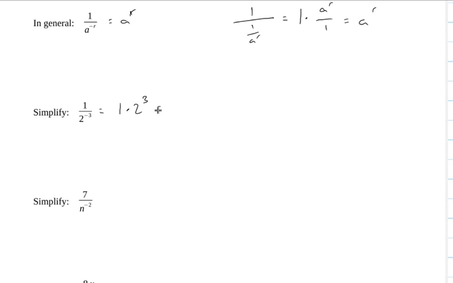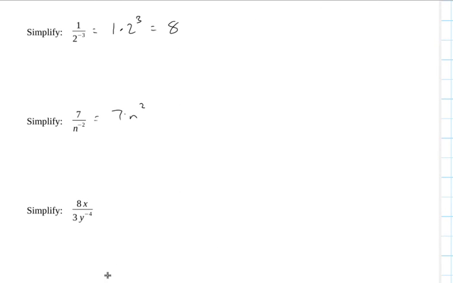Of course, multiplying by 1 doesn't do anything, but I had it there originally, which is why I want to keep it there. On this one, we have a 7 up in the numerator, and the n to the negative 2 in the denominator is going to become an n to the positive 2 in the numerator, so we get 7n squared there. And you can see again, it's only the things that are affected by a negative exponent that end up moving. It's the n here that ends up moving up to the numerator.